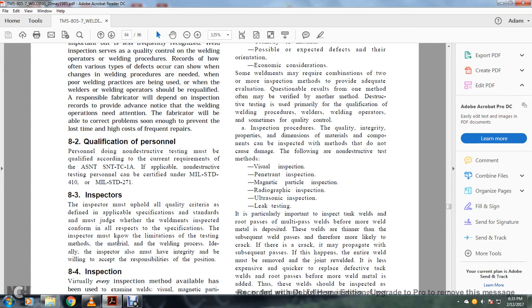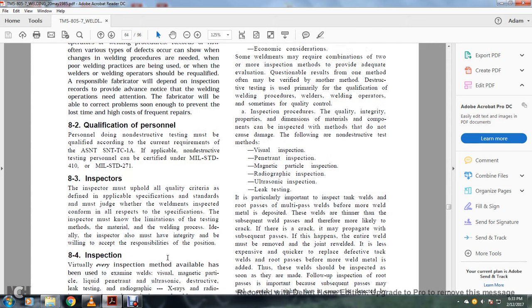8.3. Inspectors must uphold the quality criteria defined in the applicable specification standard. Whenever the weldments are inspected to conform to the respective specifications, the inspectors must know the limitations of the testing method, material, and welding process. Ideally, the inspector must also have the integrity to be acceptably responsible for the position.